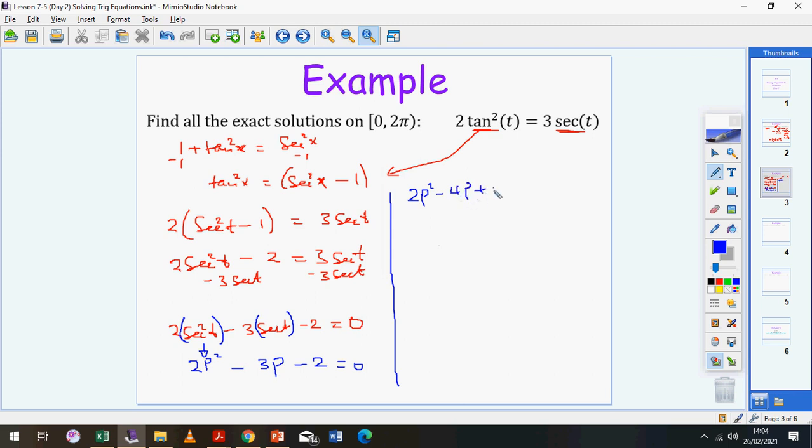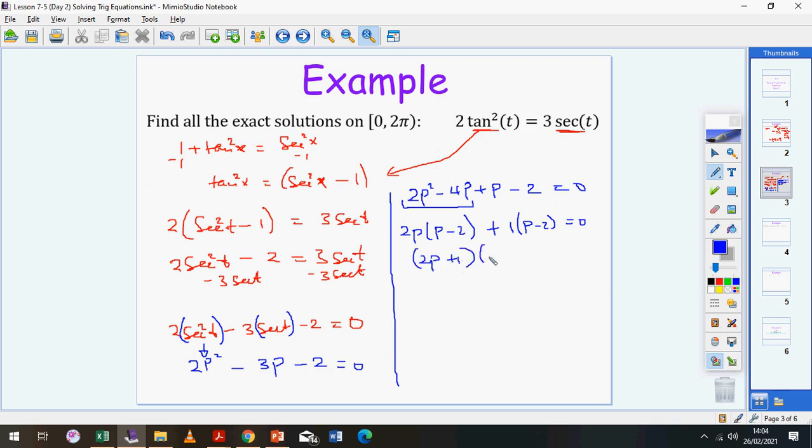Negative 4p plus p is the same thing as negative 3p, but it's going to help me factorize this equation by grouping. So from these two, I take out 2p, and I'll be left with p minus 2, and then this is just 1 times p minus 2 is equal to 0. And by grouping, that will be 2p plus 1 and p minus 2 is equal to 0.